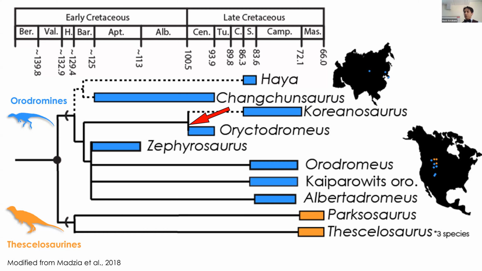Now, these orodromines seem to have been prolific in North America throughout the Cretaceous period until right before the very end, when they were inexplicably replaced by the Thescelosaurians.